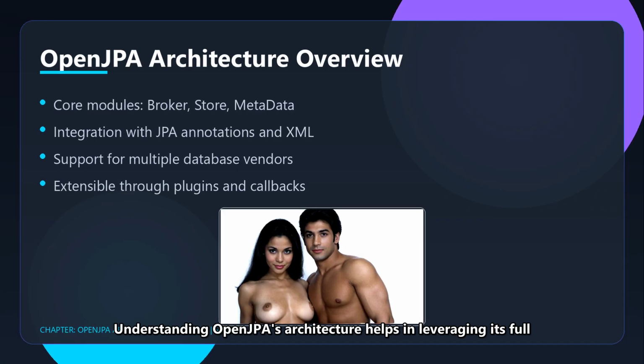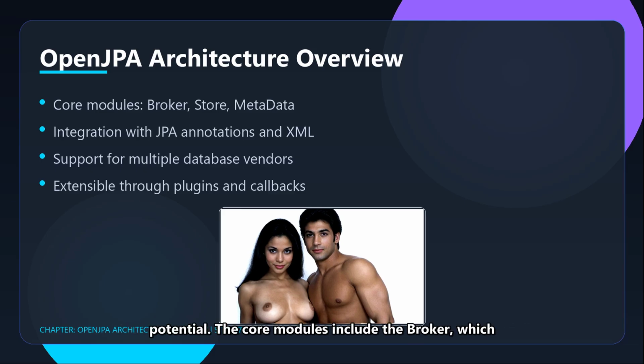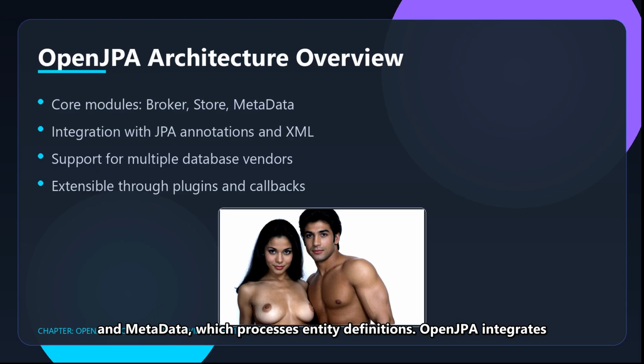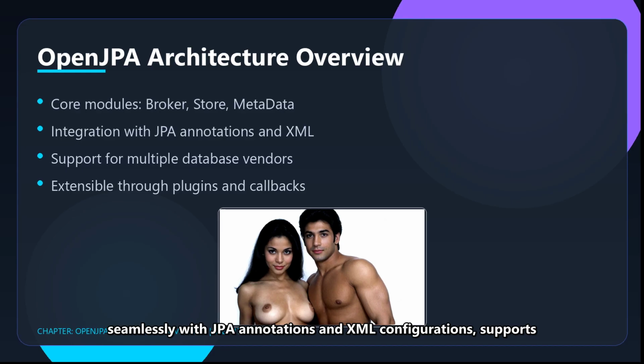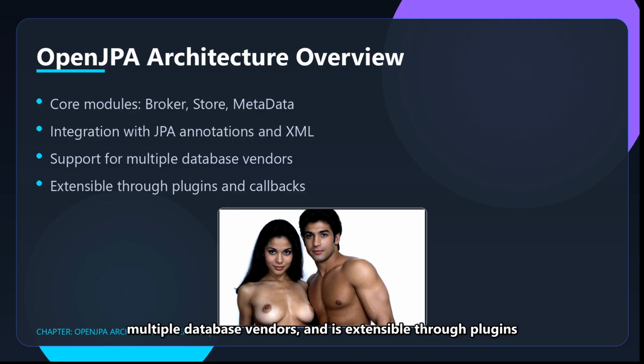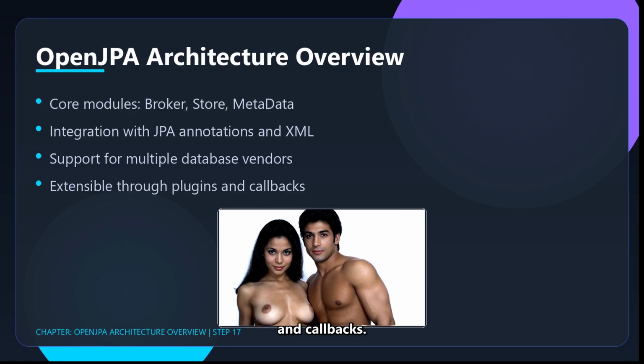Understanding OpenJPA's architecture helps in leveraging its full potential. The core modules include the broker, which coordinates operations, the store, which handles database interactions, and metadata, which processes entity definitions. OpenJPA integrates seamlessly with JPA annotations and XML configurations, supports multiple database vendors, and is extensible through plugins and callbacks.